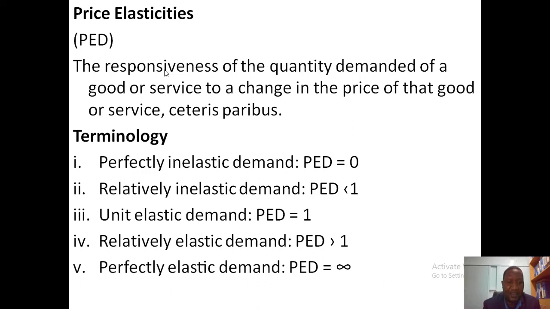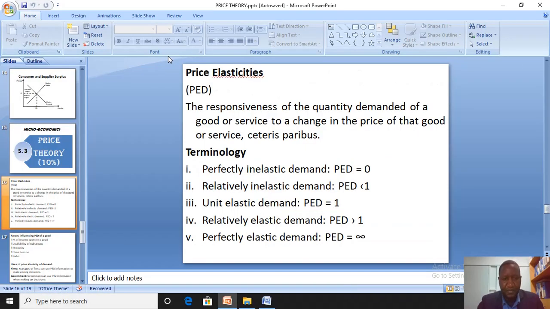Then we have the last situation, which is perfectly elastic demand. This is where the PED is equal to infinite. It simply means that consumers will buy an infinite quantity of a product at a given market price, but attempts to increase the price above that market price will cause demand to fall to 0. Let me go to a different page and try to demonstrate these PEDs.